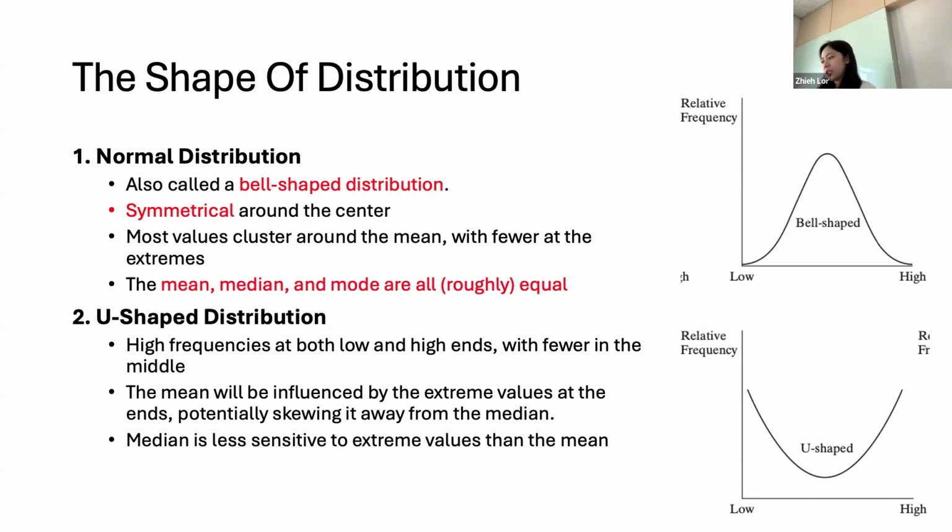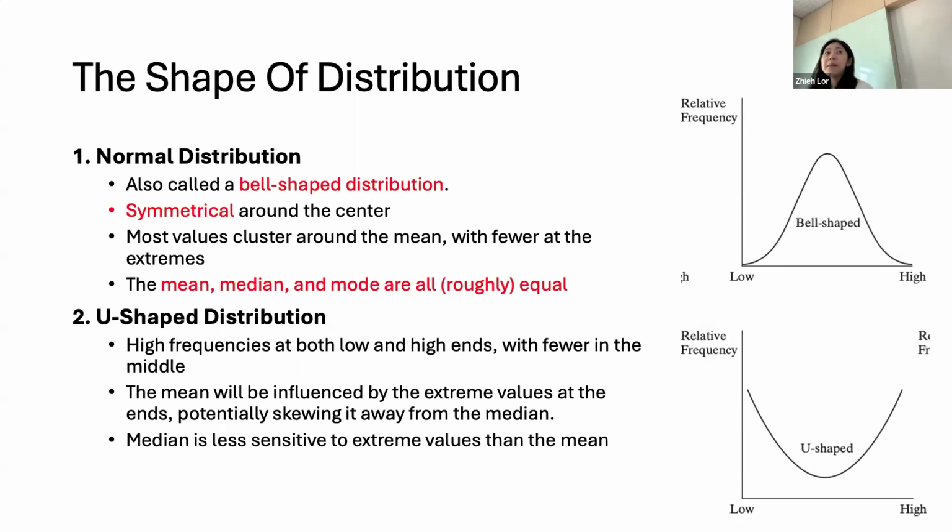The U shape, you can see U here. So we have two peaks, left and right. It means that we have a lot of people answering with responses within these two ends, the low end and the high end, and not many people actually answering close to the middle.